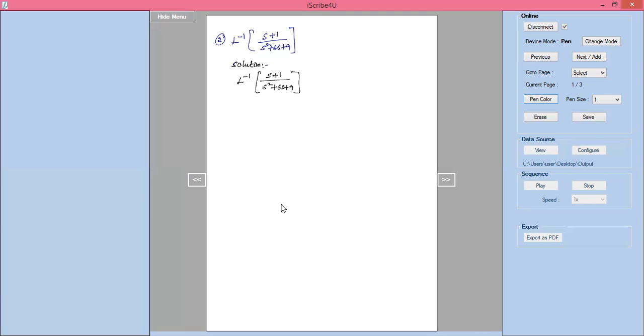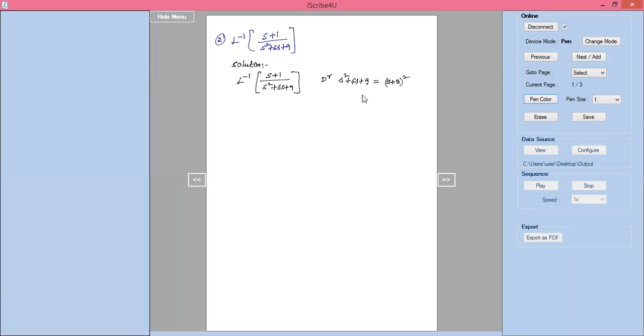Now here the denominator is s square plus 6s plus 9. How can I simplify this? Directly I would write a plus b whole square or a minus b whole square. So s square plus 6s is there, so that means s plus 3 whole square I can write. If you write s square plus 6s plus 9, I'm going to write it as s plus 3 whole square, and you will get s square plus 6s plus 9.